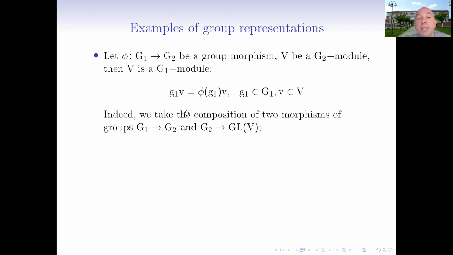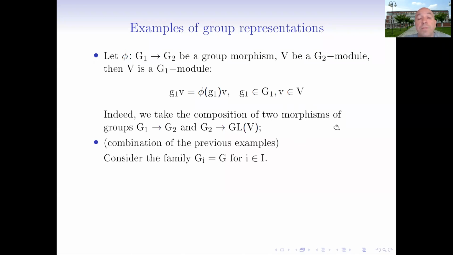And there's a simple explanation. First of all, we have a morphism of groups from G_1 to G_2. And second, a representation of G_2 on V, which is in one-to-one correspondence with morphisms of groups from G_2 to GL(V). Now we take the composition of morphisms, first from G_1 to G_2, second from G_2 to GL(V), and we have a morphism from G_1 to GL(V). And this gives a representation of G_1 on V, the same we have seen before.